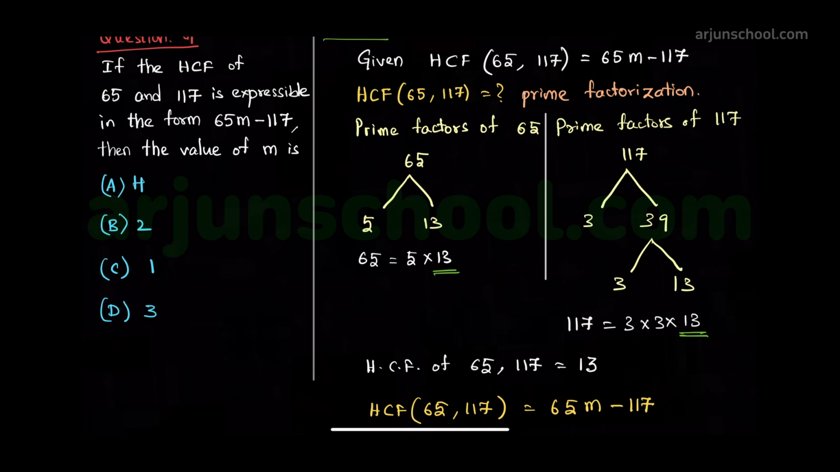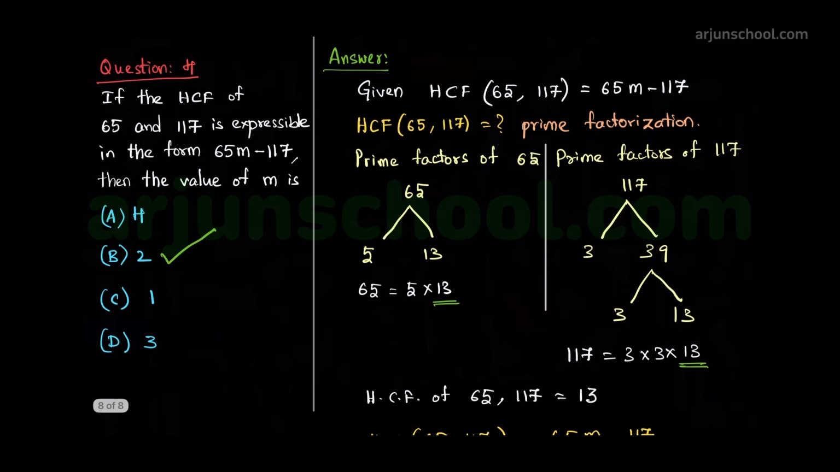If the HCF of 65 and 117 is expressible in the form 65m minus 117, then the value of m is 2.